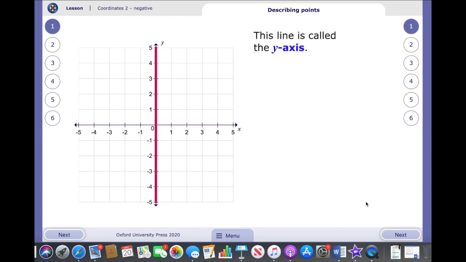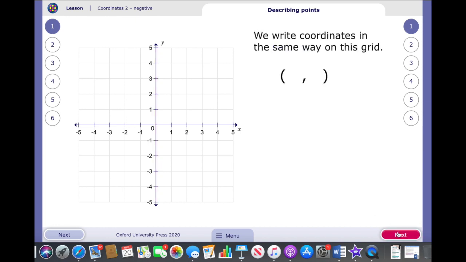you will then see the y-axis. Okay, and this is the vertical axis, 0 in the middle, the origin. We start at the bottom of the y-axis with a -5, counting up -4, -3, -2, -1 to 0, and then into the positives 1, 2, 3, 4, and 5. And it doesn't matter where the coordinates are on this grid, we're going to write them in the same way.